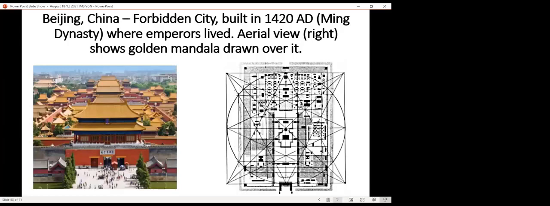Chinese famous palace, Beijing, 1420 AD, Ming Dynasty, where emperors lived. This aerial view at the right, in our testing of the geometry, shows the golden mandala drawn over how it overlays it. Pretty impressive fit, wouldn't you say?